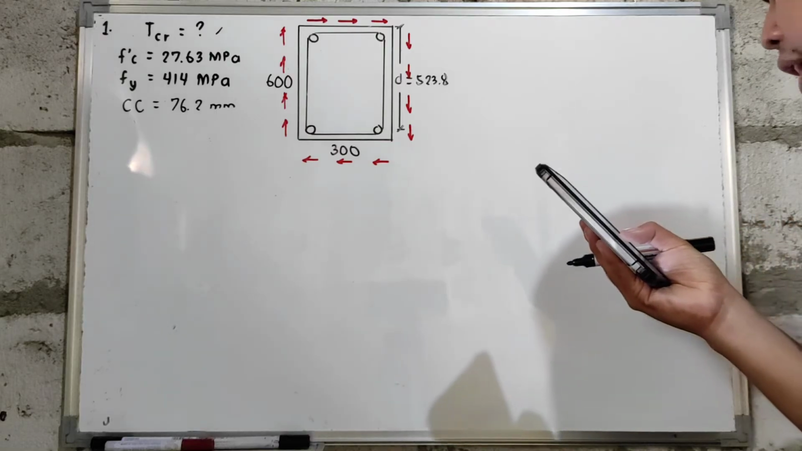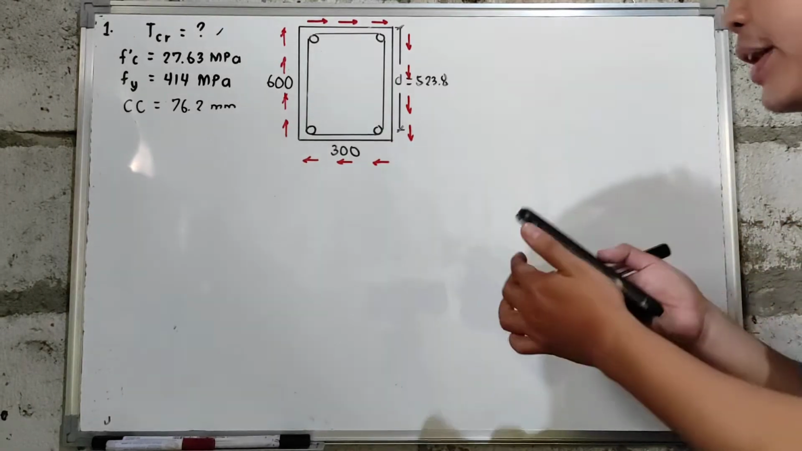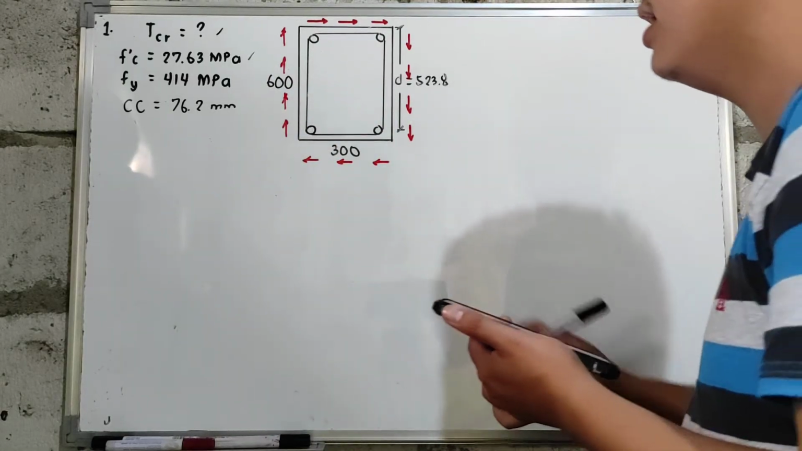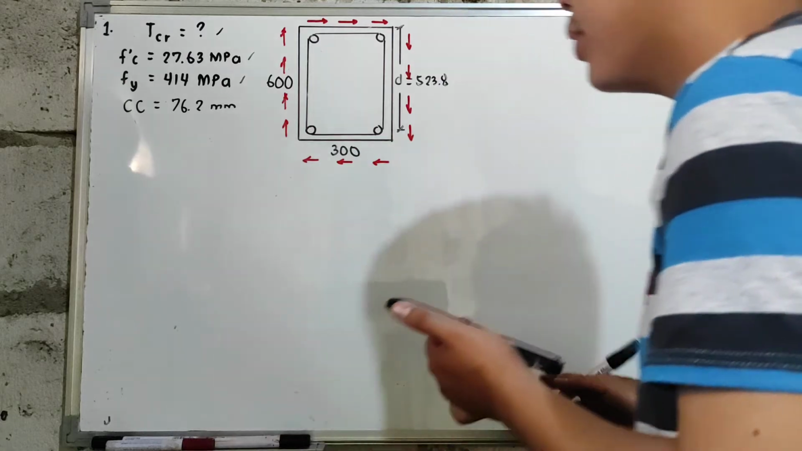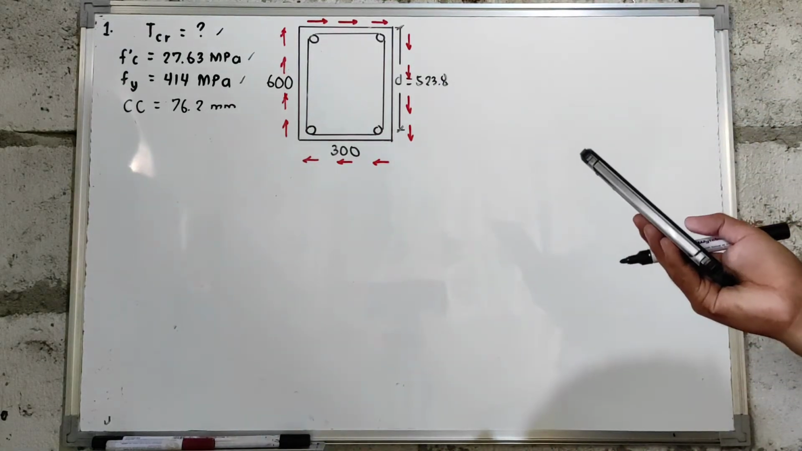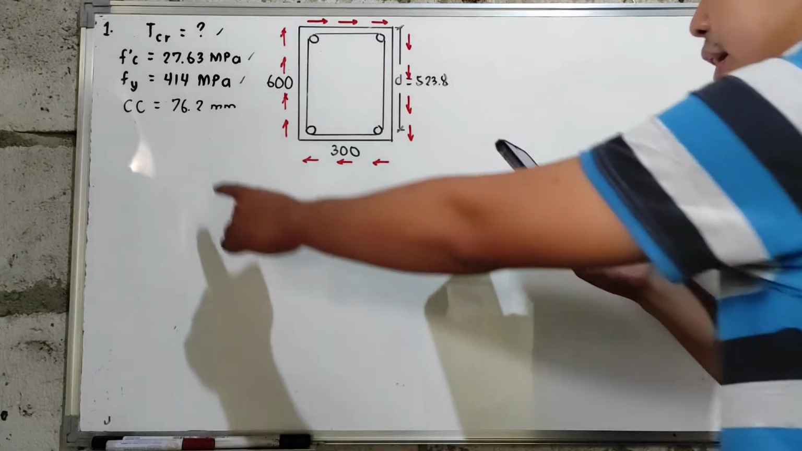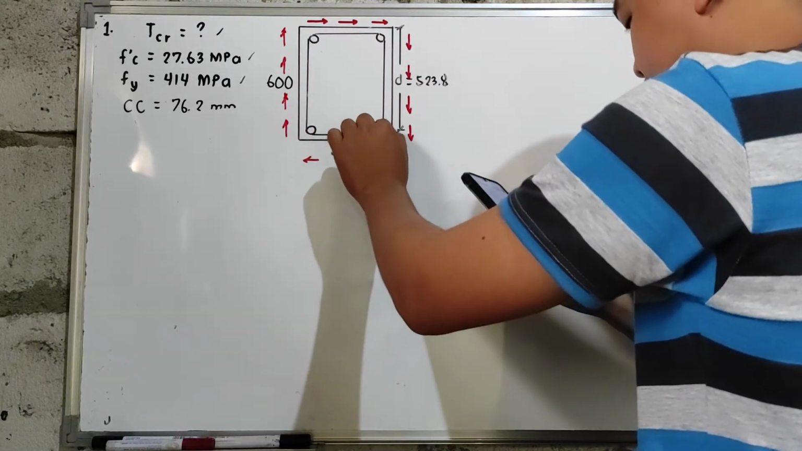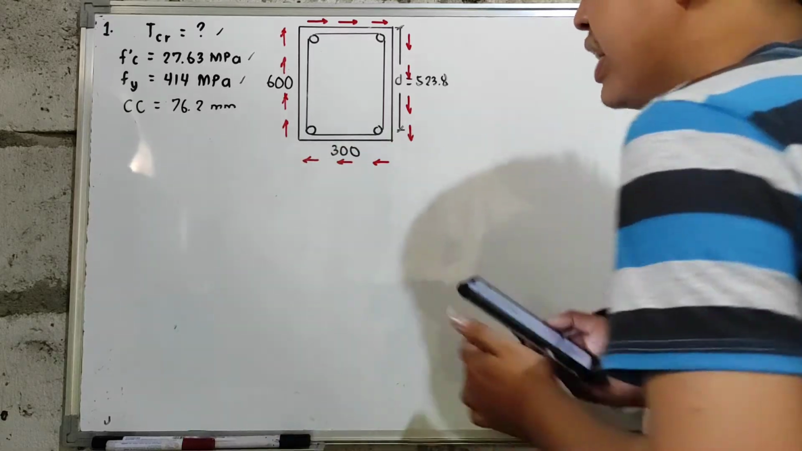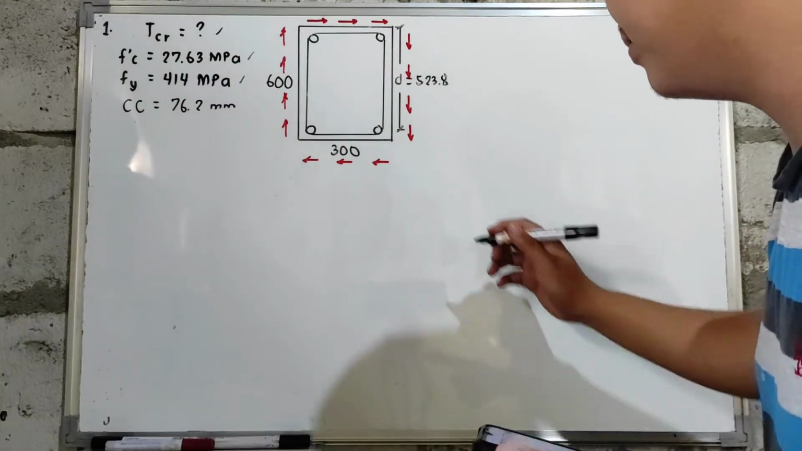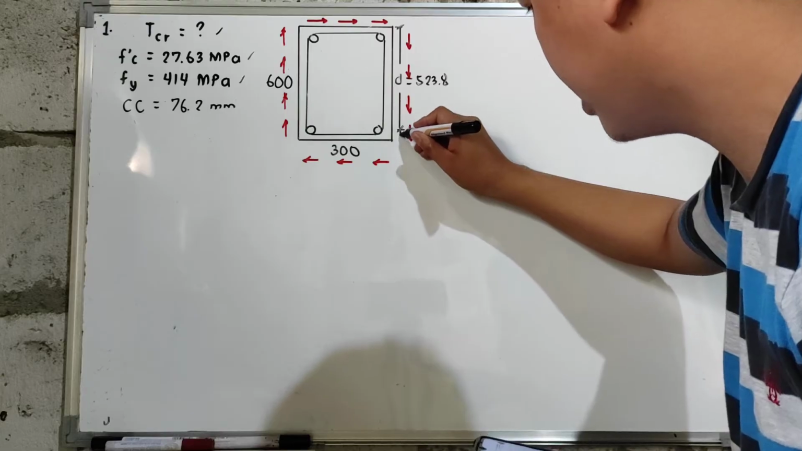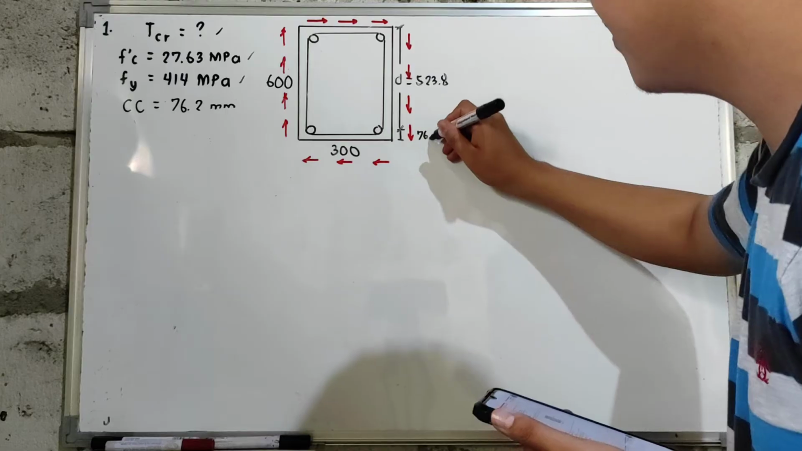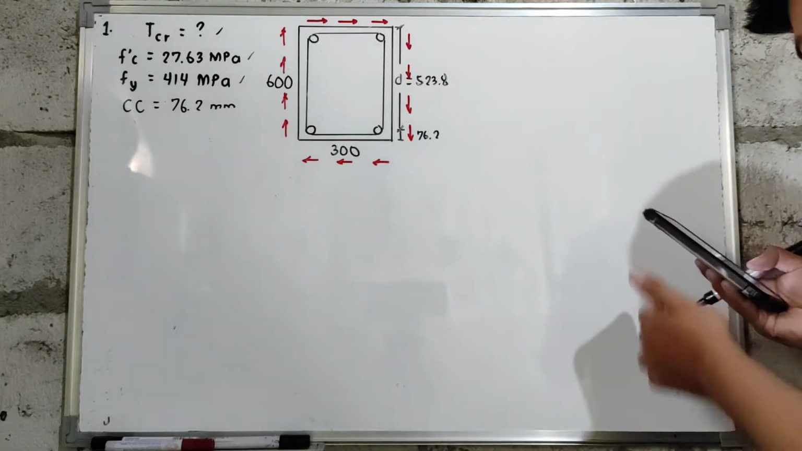If no torsional reinforcement is used, F prime C is equal to 27.63 megapascal. We have a value of your Fy which is equal to 414 megapascal. And we have the value of your concrete cover from centroid of reinforcement equal to 76.2 mm.